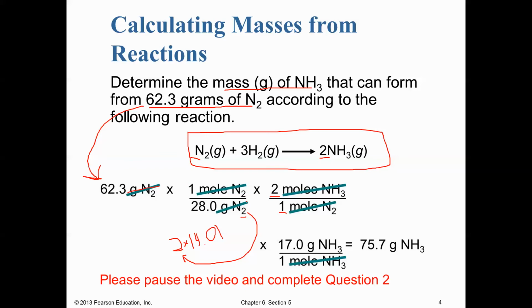So we check our unit cancellation. Bam, bam, bam. The unit cancellation looks good. And if we crunch all our numbers, we're going to end up with 75.7 grams of ammonia.